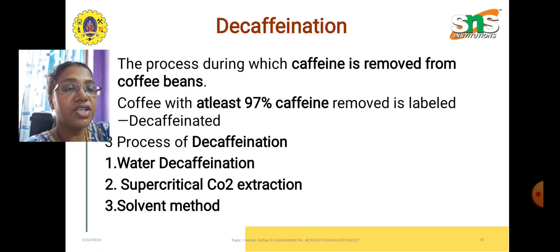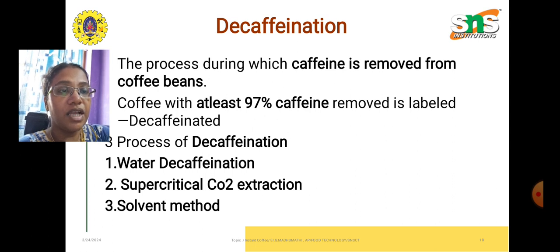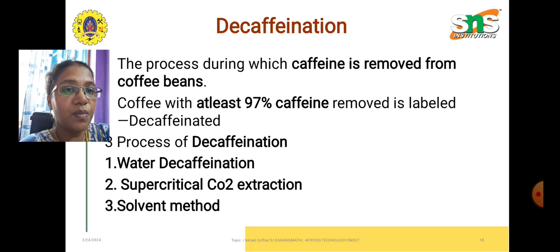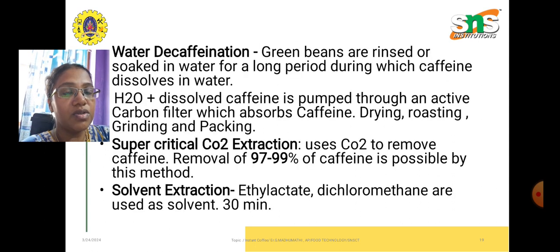So decaffeination is nothing but the process of removing the caffeine from the coffee beans. At least 97% of the caffeine is removed. The process of decaffeination includes water decaffeination, supercritical carbon dioxide extraction, and the solvent method. In water decaffeination, green beans are rinsed or soaked in water for a long period, during which the caffeine dissolves in water and gets separated.